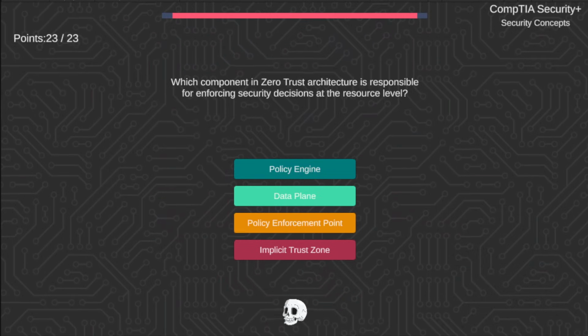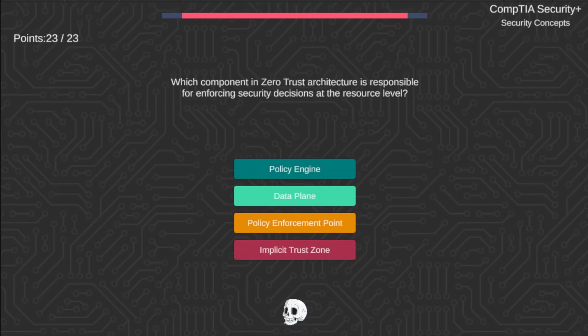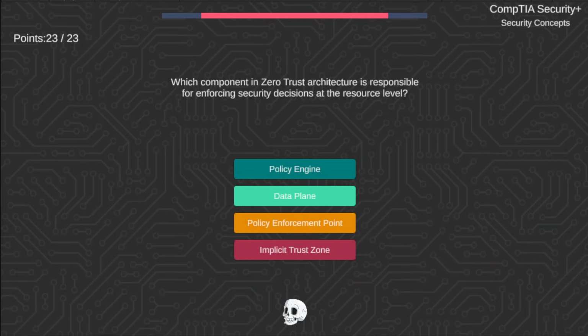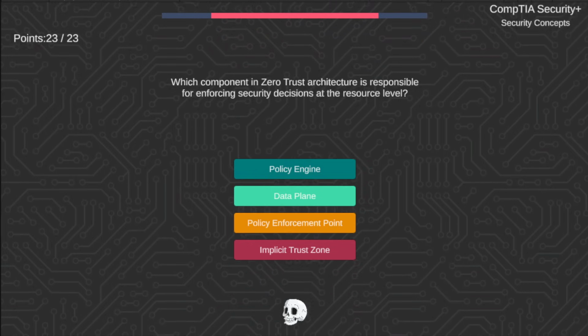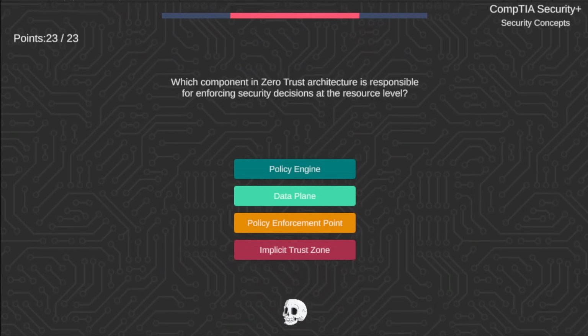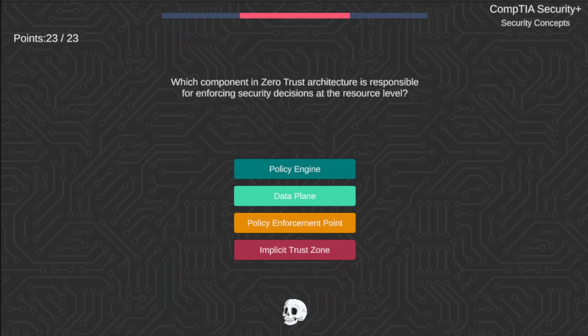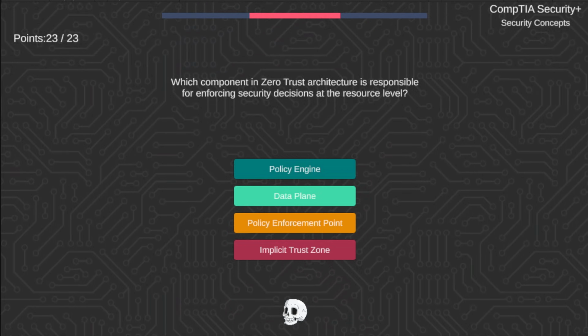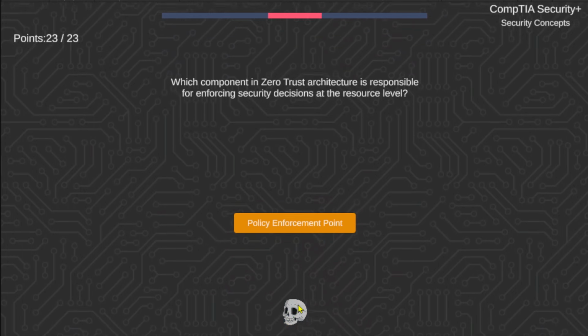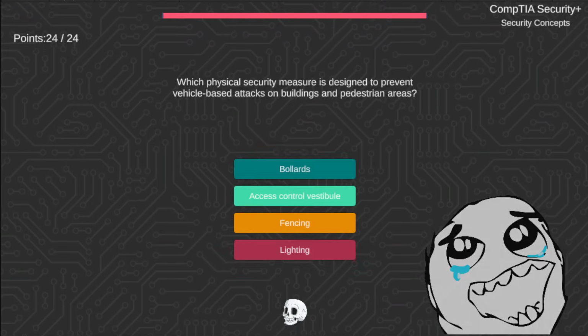What component in zero trust architecture is responsible for enforcing security decisions at the resource level? Policy engine, data plane, policy enforcement point, or implicit trust zone? Responsible for enforcing security decisions at the resource level. Correct answer is the policy enforcement point.